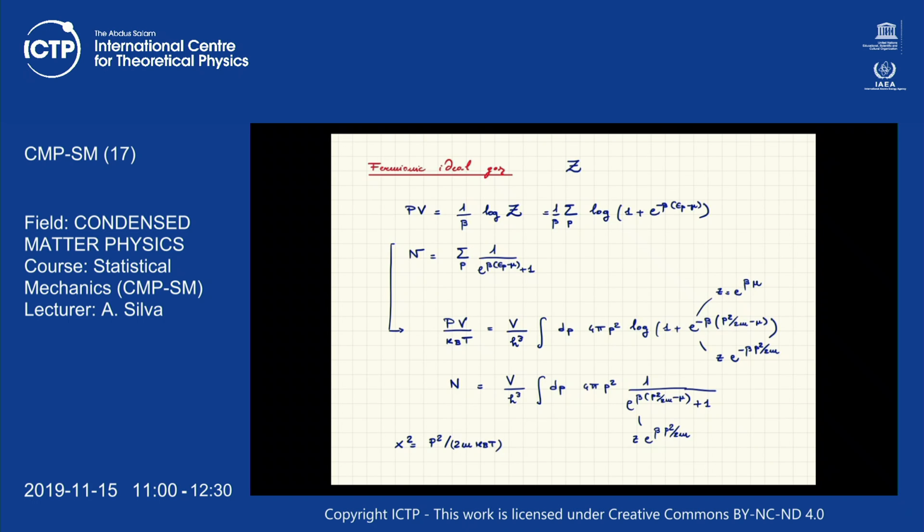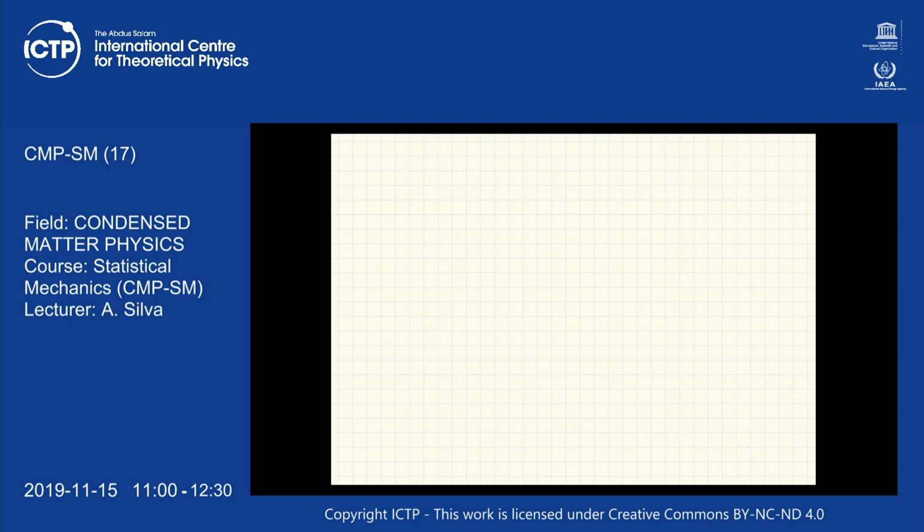So now I can rewrite this as follows. Let me first write the formula, and then I'll explain what I mean. I can write this as P over k_B T equal to 1 over lambda cubed times some function f of z, where lambda is the thermal wavelength, the square root of 2 pi hbar squared over m k_B T. And what is f of z? f of z is the function 4 over square root of pi, integral between 0 and plus infinity dx x squared log of 1 plus z e to the minus x squared.